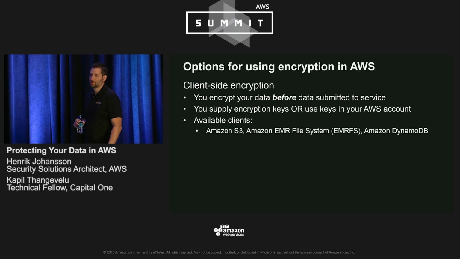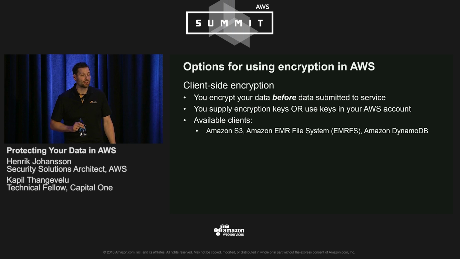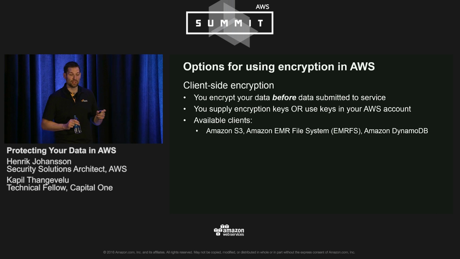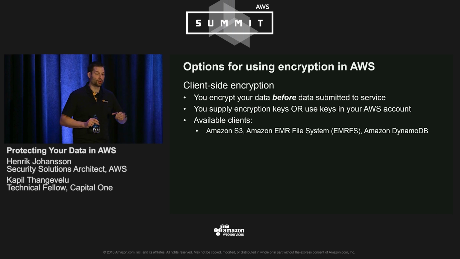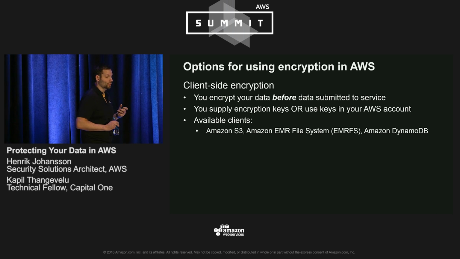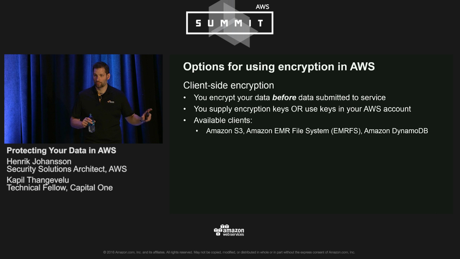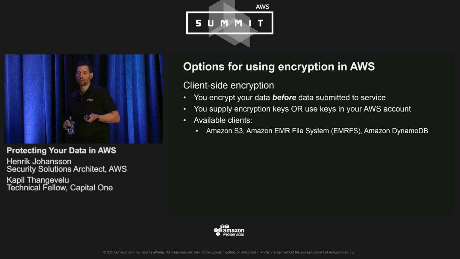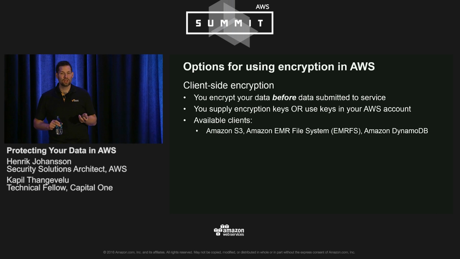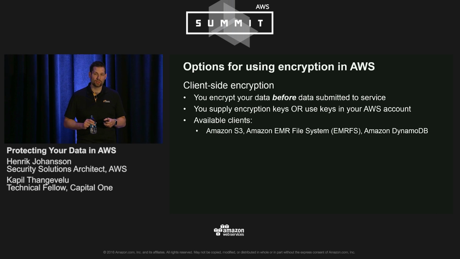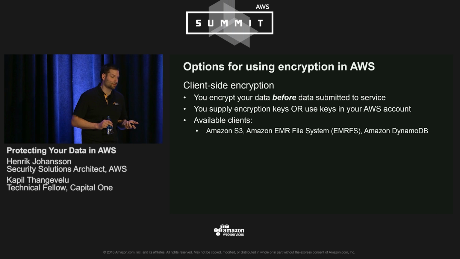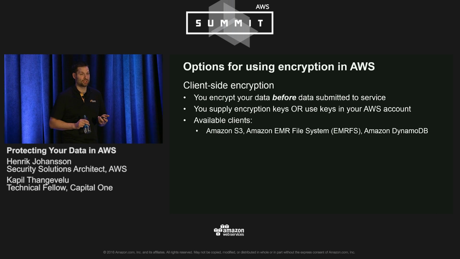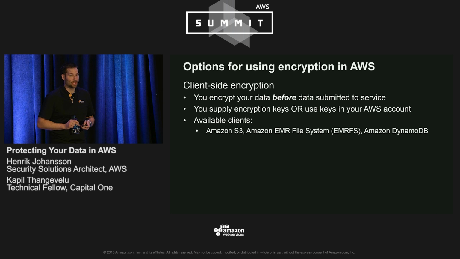So a couple of options when using encryption on AWS. We have two different main methods. One is client-side encryption, where you encrypt the data before you submit it to the service. So you can either encrypt it on your side and just submit it up there, or you can supply encryption keys to the AWS account and have it encrypted before it gets stored, but still on the client side and with client-managed keys. Or you can use one of our clients that we have available in client libraries. So for example, for Amazon S3, EMR, and DynamoDB, and I believe there's a new Java client library as well available now.